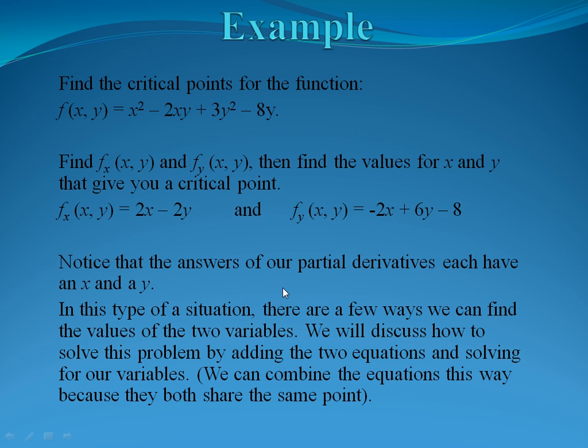So we can see here that our partial derivatives each have an x and a y. So that makes it a little more complicated when we set it equal to 0. There's a few different ways we can solve for values of two variables. We'll discuss how to solve this problem by adding two equations and solving for our variables. We can combine the equations this way because they share the same point. And we'll also talk about how to do this with direct substitution. So we're actually going to solve this two ways and we'll get the same answer. So whichever you're more comfortable with, you can use.